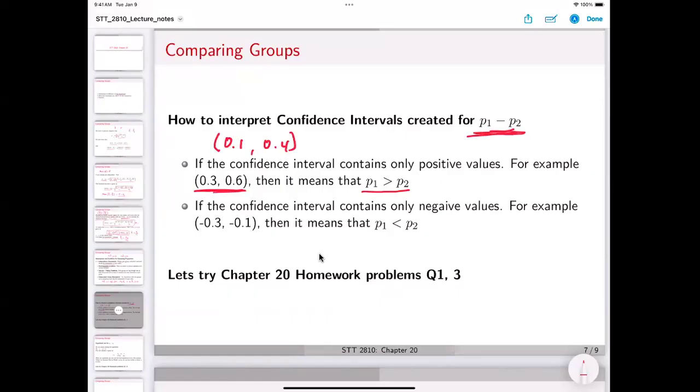Same interpretations like we did for the one sample, except that we'd have to add this to that. And then don't forget the interpretation is about the true proportion. So you should be able to know that. And then if the interval contains only negative values, for example, like this, what it means is that proportion 1 is less than proportion 2. So this is the trick to that. So I will encourage you to be able to know this. We would open StatCrunch and then do these examples there.